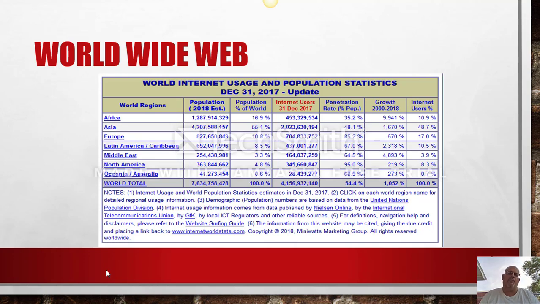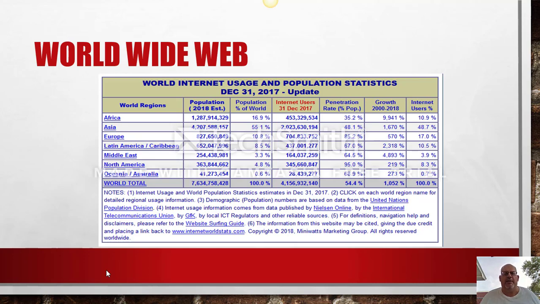If you look at it in world regions, Asia has over 4 billion people living in it. They make up 55% of the world population, but only 48% of them are connected, a little bit over 2 billion people, which is an amazing amount. They have had growth from 2000 to 2018 of 1,670%, with 48.7% or nearly 50% penetration of all the people in Asia. And of course, leading this has to be the growth of the internet in places like India and China for sure.